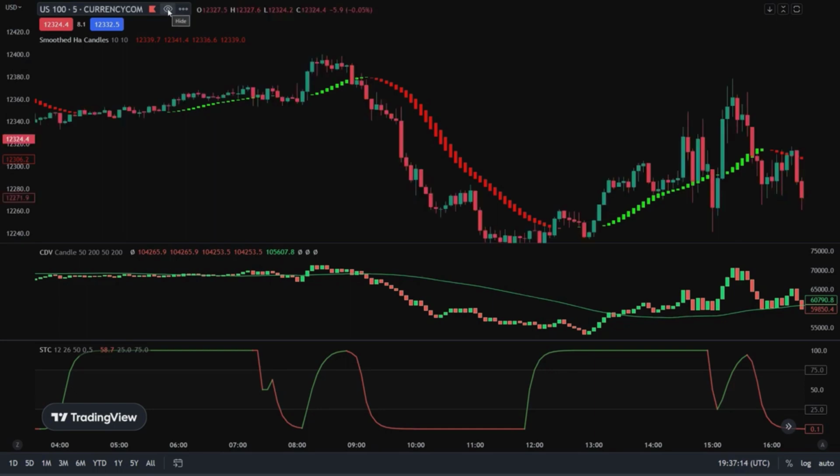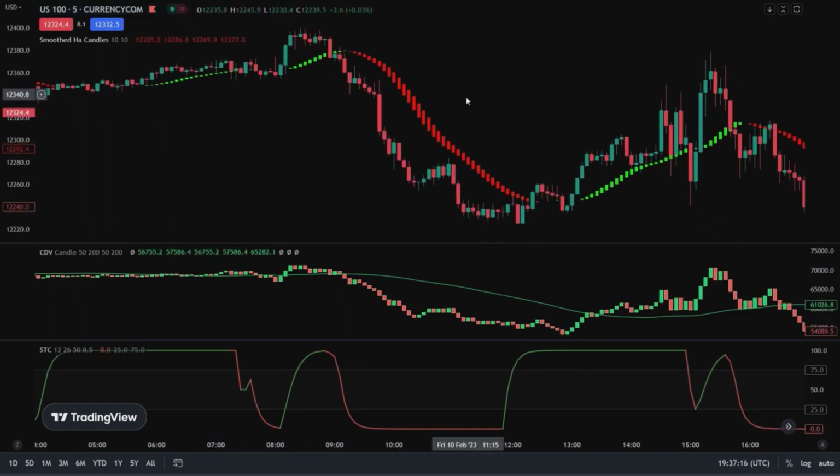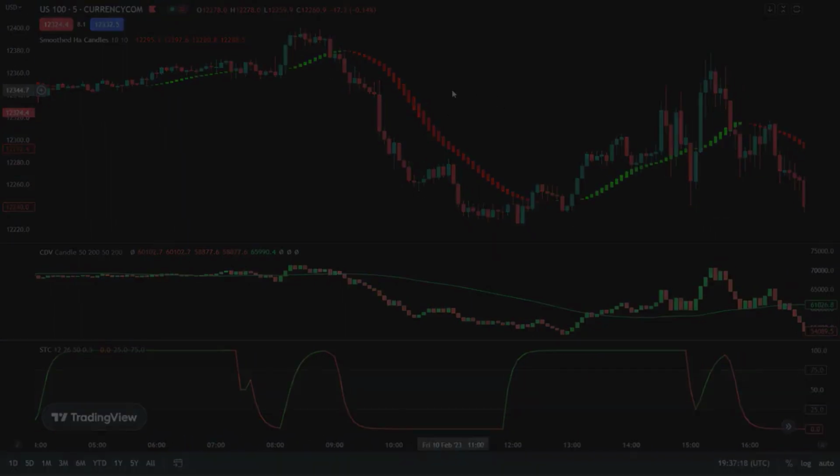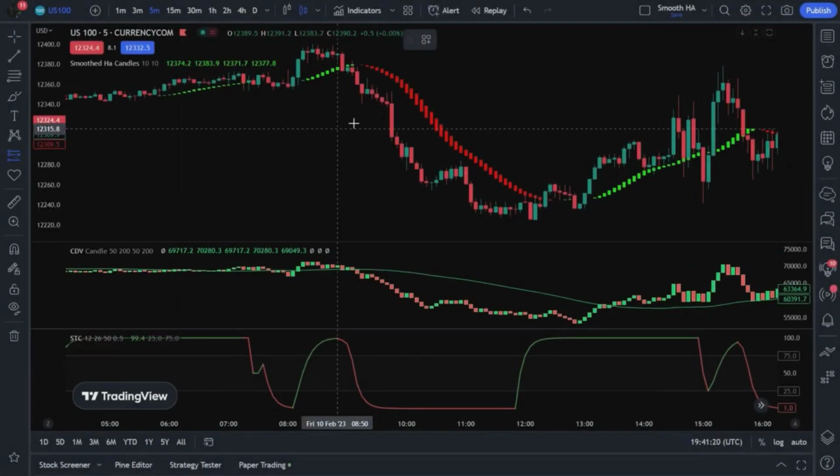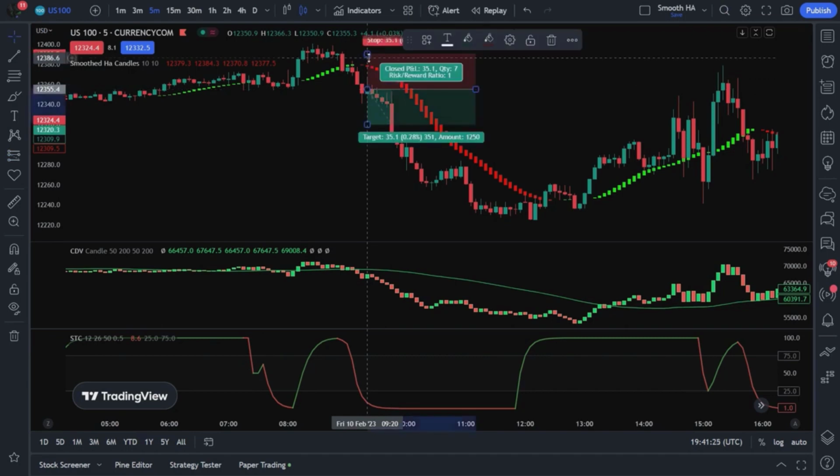We add our original candles back onto the chart like so, and just like the long positions, we are using the smooth Heiken Ashi candles as a stop loss. We set our stop just above the candles here. And our risk-to-reward ratio is set at 1 to 1.5.